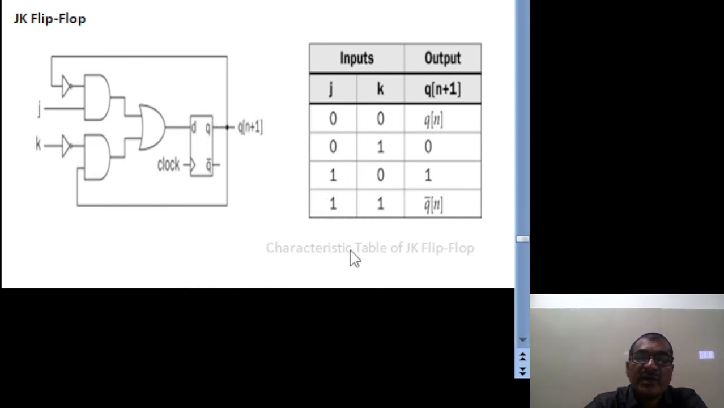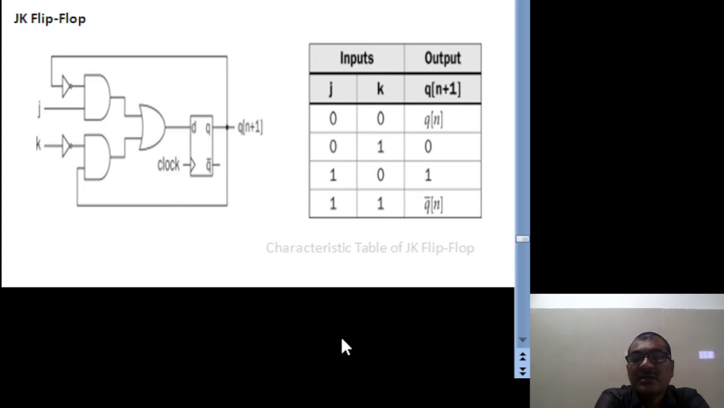Suppose both are 1, 1, J is 1, K is 1. In case of RS latch, what is the expected state? Undefined, right? But here the state means toggling. Continuously it toggles. Toggling means it changes its states as set, reset, set, reset, like that. Suppose initially it is set, it comes to reset, or initially it is reset, it comes to set state. So like that it changes the state.